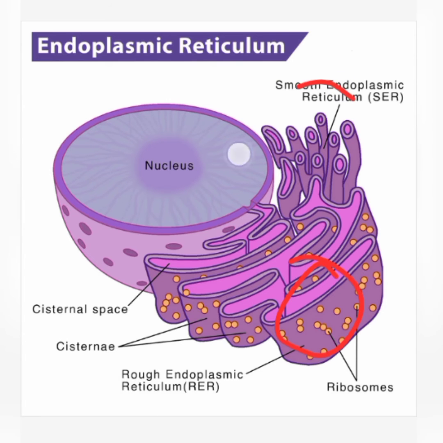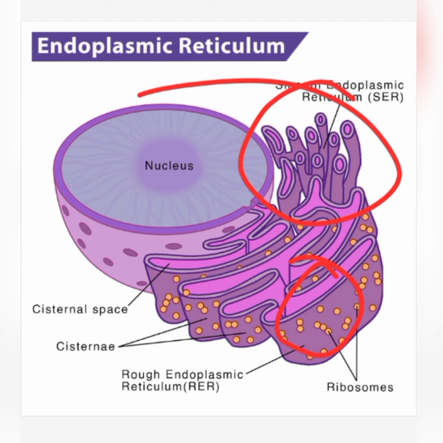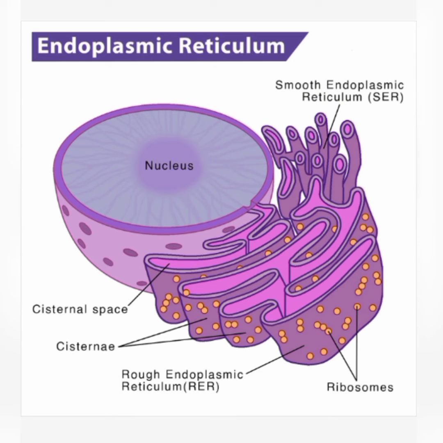But what about the smooth ER, the smooth endoplasmic reticulum? What is its function? Okay, it also has various significant functions. As I already told you, this type of endoplasmic reticulum is found in the liver cells and muscle cells. You might be wondering why. Let me tell you why. No ribosomes are attached, you know that. And one of the very significant functions that it performs is lipid synthesis.